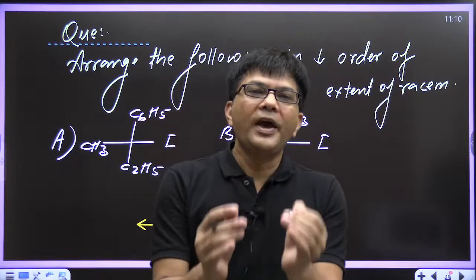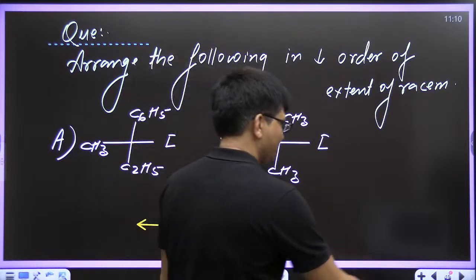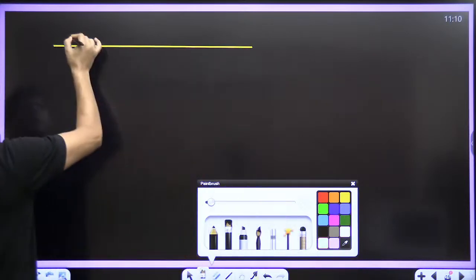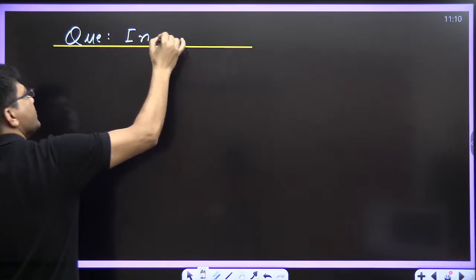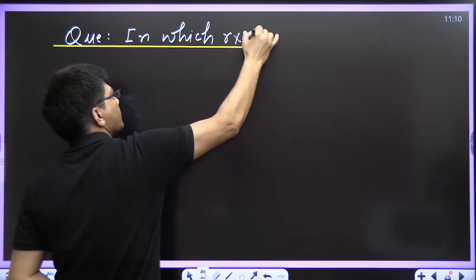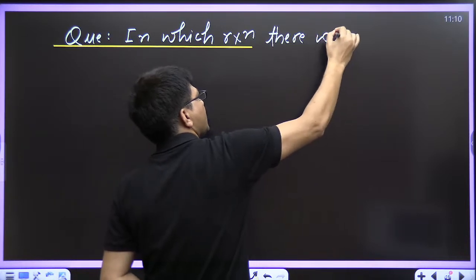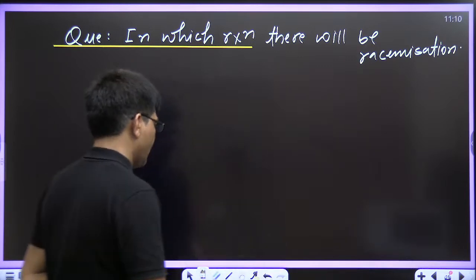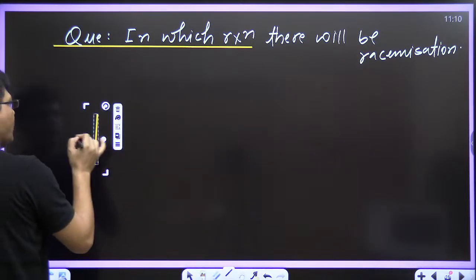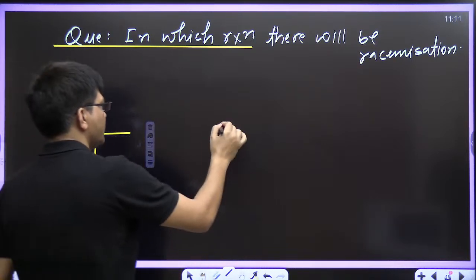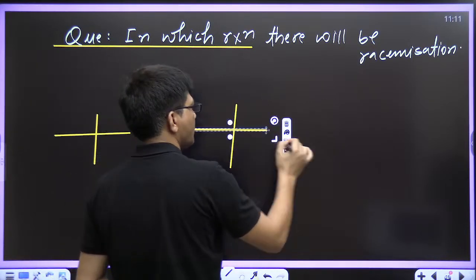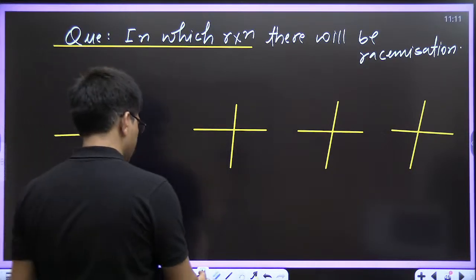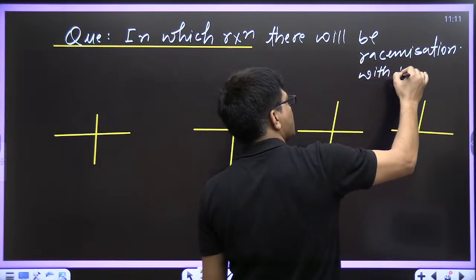Now see kids, one very easy question, an easy kill question. The question is, in which reaction will there be racemization? Really, this is going to be an easy kill question, kids. Try to give me the correct answer. I will wait for your answer, kids. 1, 2, 3, 4. In which reaction will there be racemization with aqueous KOH.